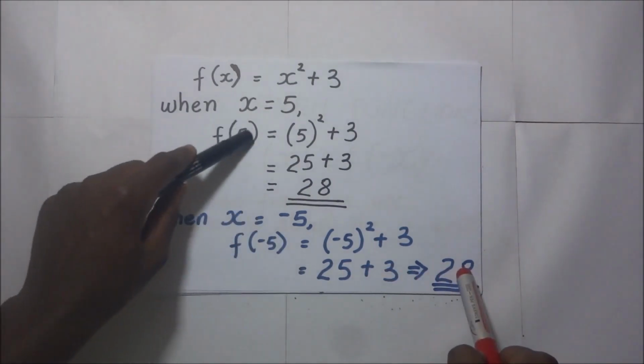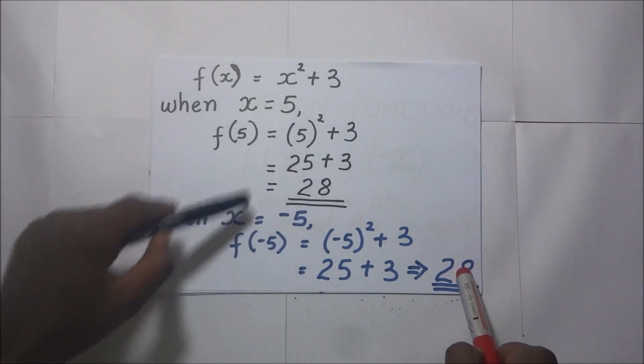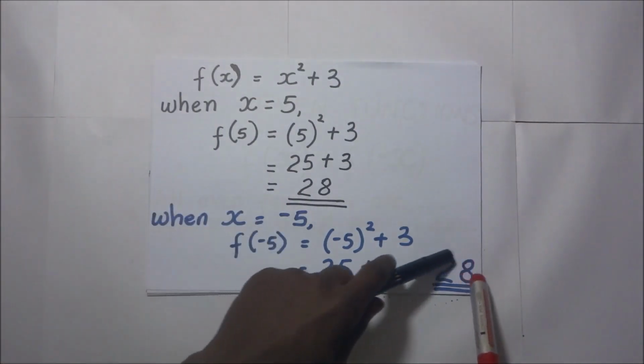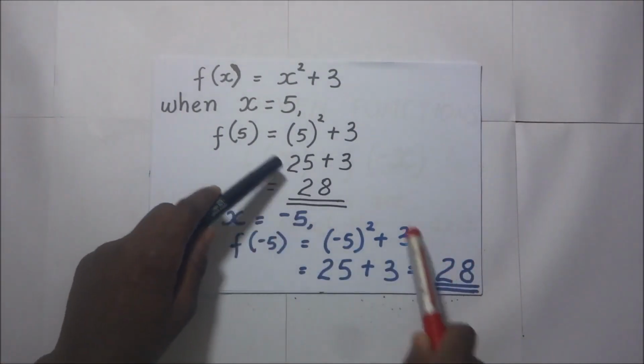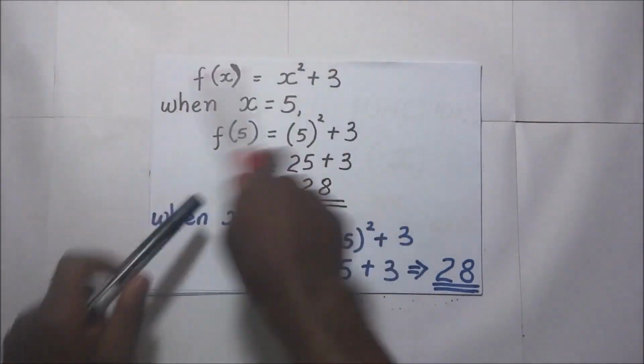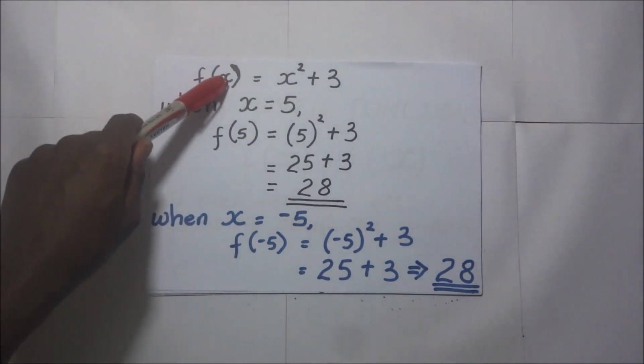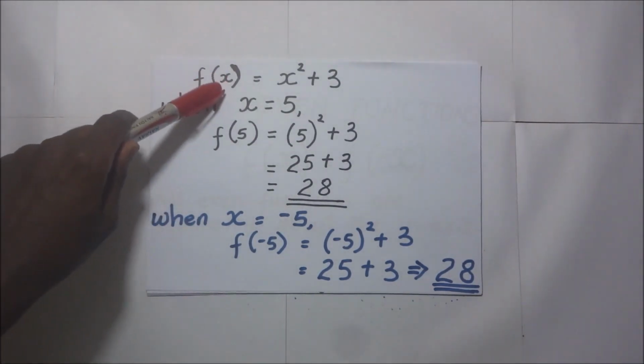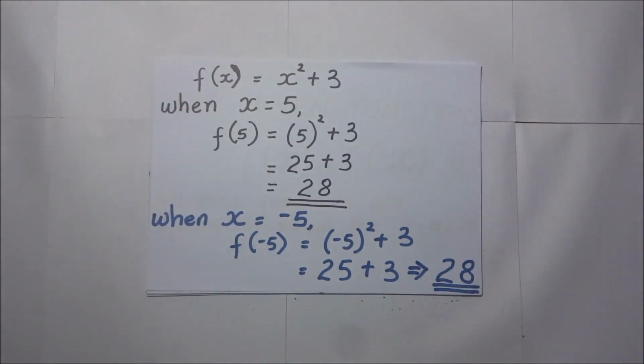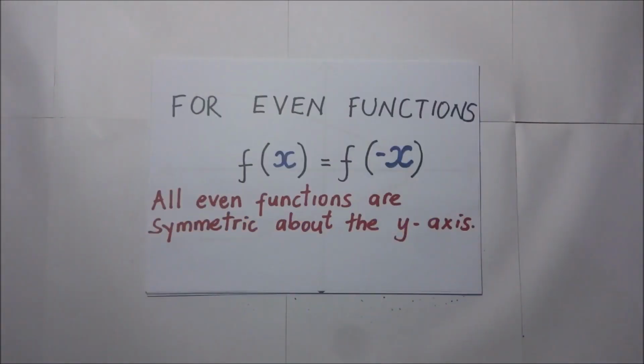Now when we plugged in a positive 5, it gave us 28. When we plugged in a negative 5, it still gave us 28. So that property makes this an even function. Again, an even function is one where when you plug in a negative x in the place of x, the same function will return. And that is exactly what we mean.